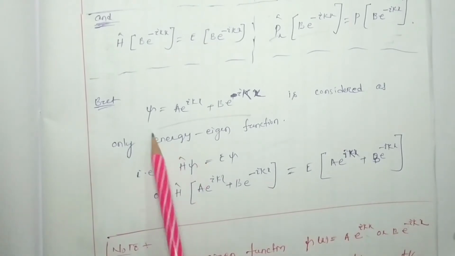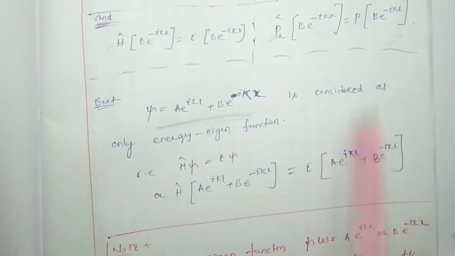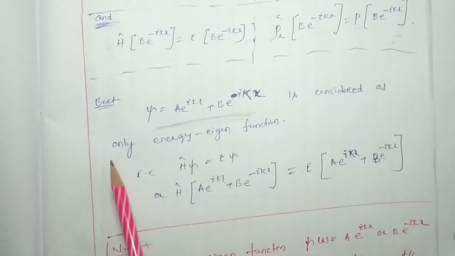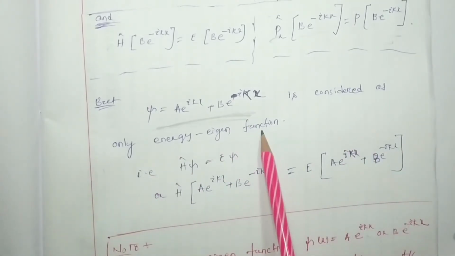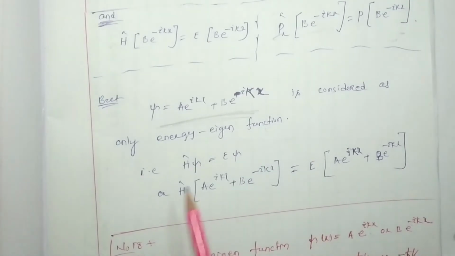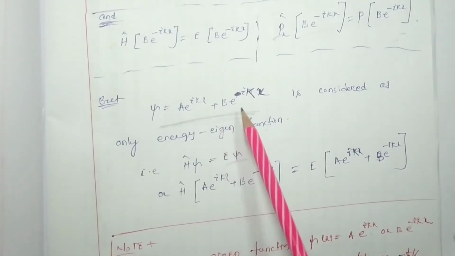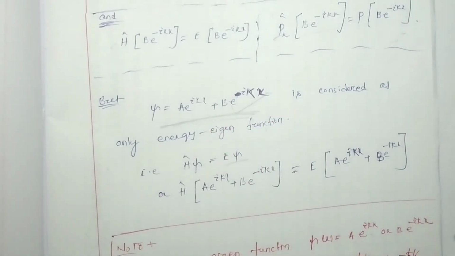But this one, the linear combination, is considered only as an energy eigenfunction, not as a momentum eigenfunction. That is, h cap psi will be equal to E psi if we consider this one. This could not be considered as a momentum eigenfunction.